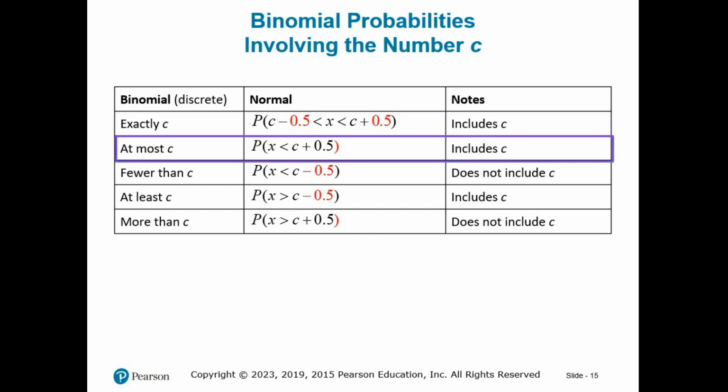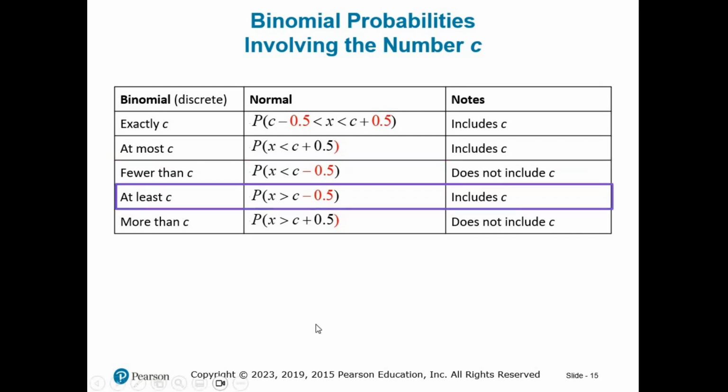If the problem says at most c, it's including c and everything below c, but you want to make sure to allow for including c. So there needs to be some cushion at the upper end to make sure c is part of the included numbers. So you add 0.5 to the number, so it's definitely within the range. If the problem says fewer than c, this time it's not including c, because it's saying fewer than c, not including c in the range. For this one, you decrease by 0.5 so that you're effectively including the number below, but not including c.